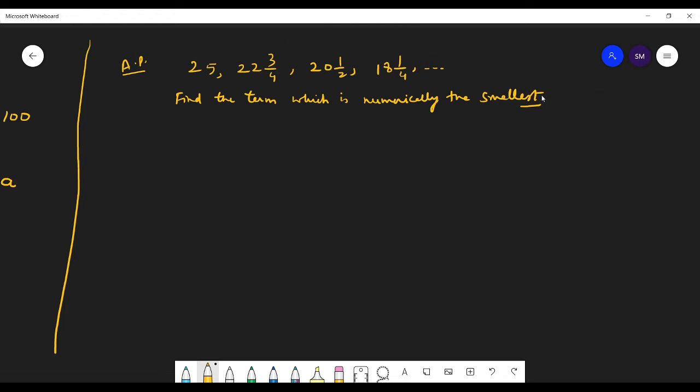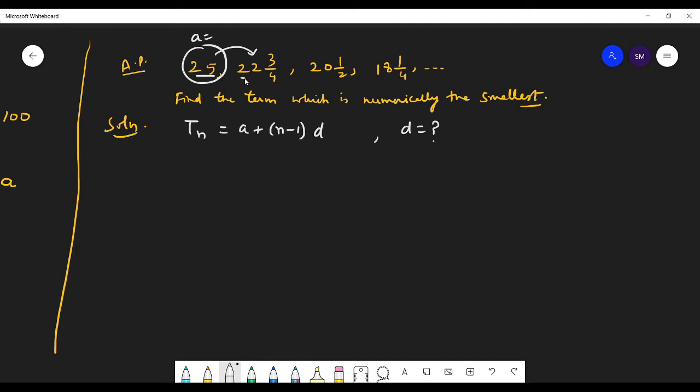Okay. So now let us find out. Students, you have to find the nth term, and to find the nth term, what do you need? A plus (n minus 1) into d. You already know A, but you don't know d. So let us find d. What is d here? Minus 9 by 4.